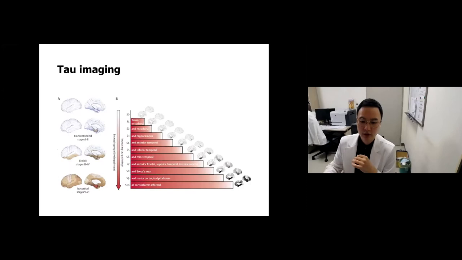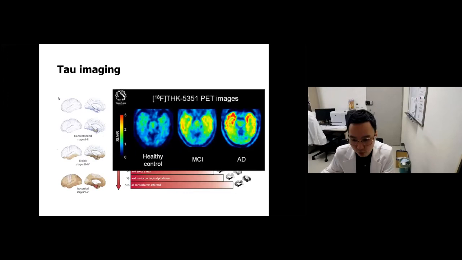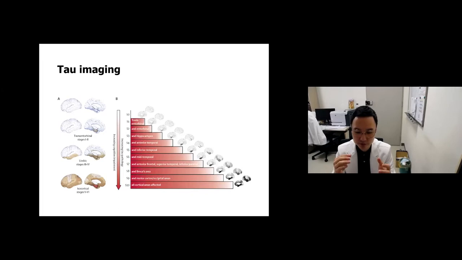In tau imaging, what you can see is that elevated tau binding in both medial temporal lobe structures and the neocortex is strongly associated with positive amyloid PET scans and with clinical impairment across the normal aging to dementia clinical spectrum. And the uptake of flortaucipir was correlated with the Braak staging of the neurofibrillary tangle stage.